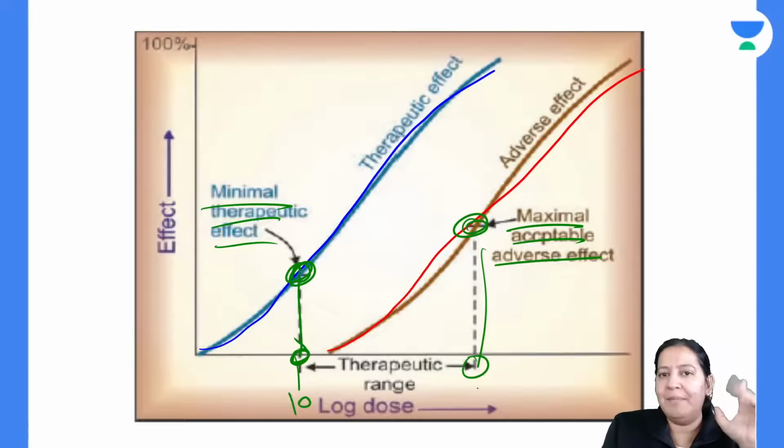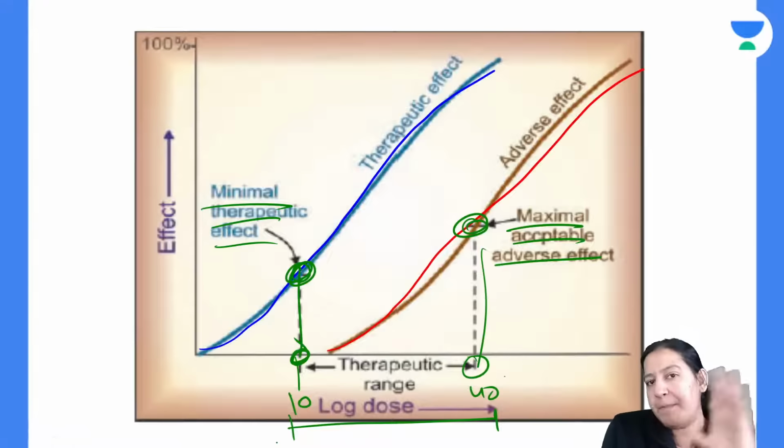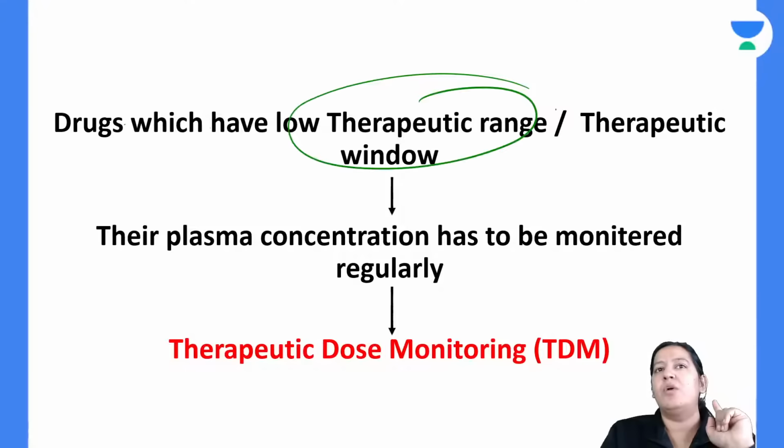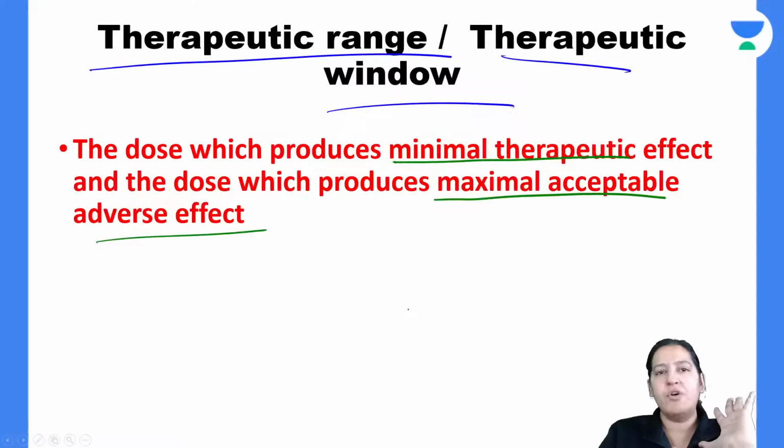Just suppose it is 10 milligram and 40. So you have to adjust your doses between 10 to 40. It is not 40 upon 10, it is between 10 to 40 you have to adjust. Give me a thumbs up. The drugs which have a low therapeutic window, their plasma concentration is monitored, and this is known as TDM. Have you got both the terms?